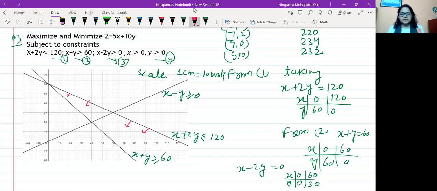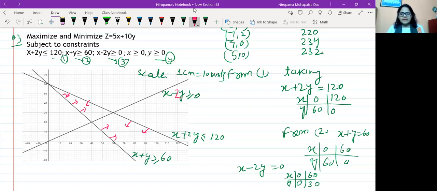Now this is x plus y greater than equal to 60. We can take 0, 0 here because line is not passing through origin. So 0 greater than 60 is false. So here the portion will be away from origin. Okay, now how to take origin? Like x minus 2y we have greater than equal to 0.